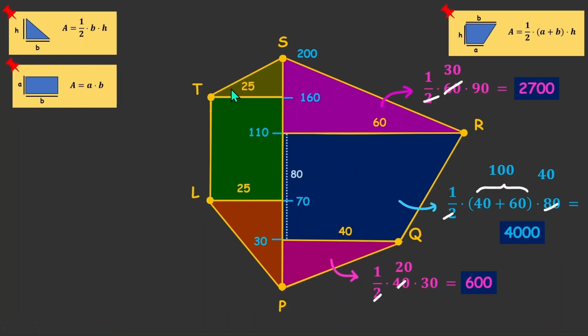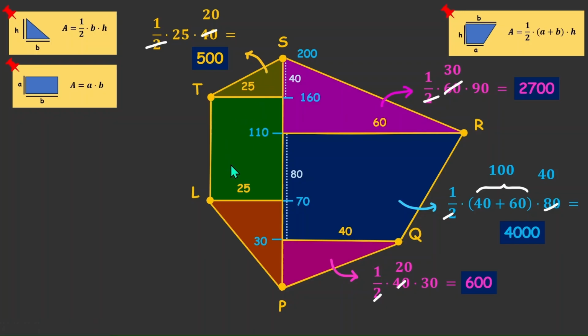Now let's move on to the smaller right triangle here. Here we can see that we have 25 as base, and the height is between the 160 and 200 point. So this height would be 200 minus 160, that is 40. So our area is half into 25 into 40, and 2 into 20 is 40, so this is 20 here. So 25 into 20 is 500, that is the area of this smaller right triangle.